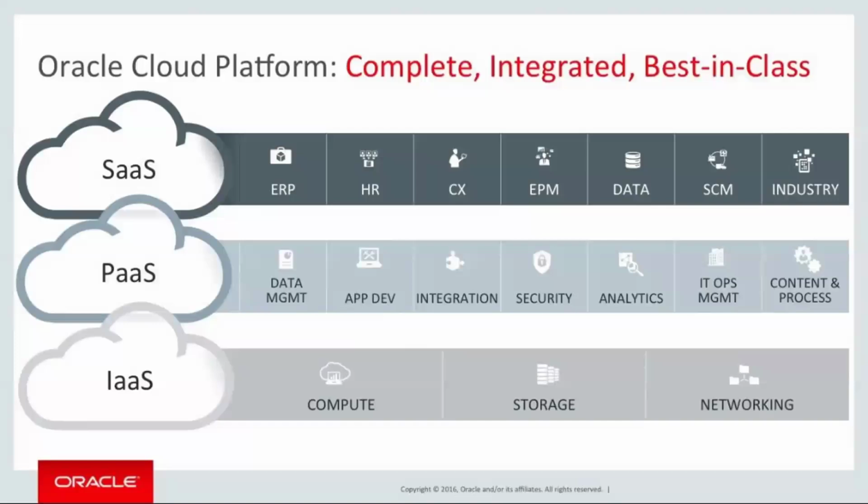So generally in Oracle Fusion application, we have three types of subscriptions: SaaS, PaaS, IaaS. What is meant by SaaS? What is meant by PaaS? What is meant by IaaS? SaaS is software as a service. PaaS is platform as a service. IaaS is infrastructure as a service. Let's discuss one by one.